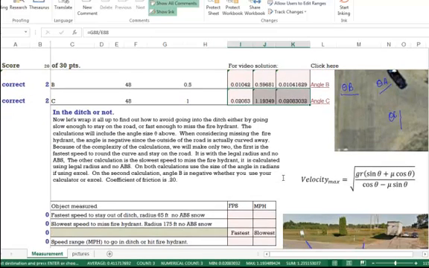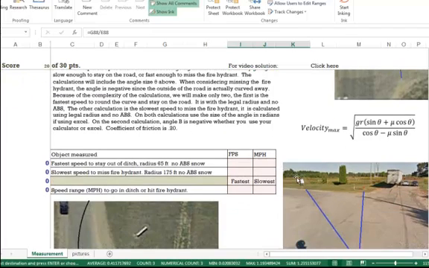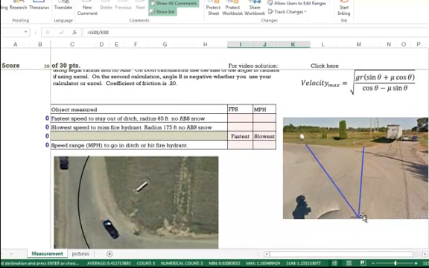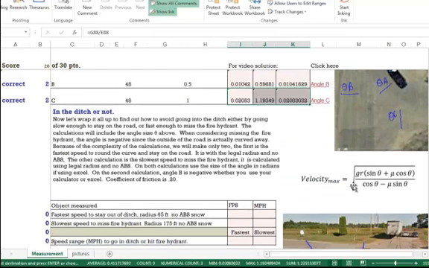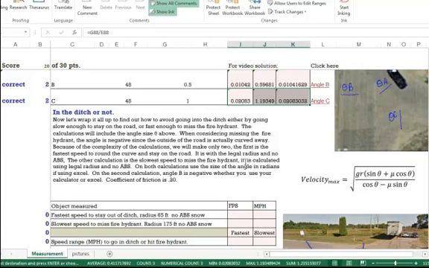Well, what happens if you go into the ditch or don't go into the ditch? Let's wrap it all up to find out how to avoid going into the ditch, either by going slow enough to stay on the road or fast enough to miss the fire hydrant. So we're going to either miss the ditch over here, or we're going to miss the fire hydrant over here. The calculations will include the angle size in theta above. When considering missing the fire hydrant, the angle is negative since the outside of the road is actually curved away.